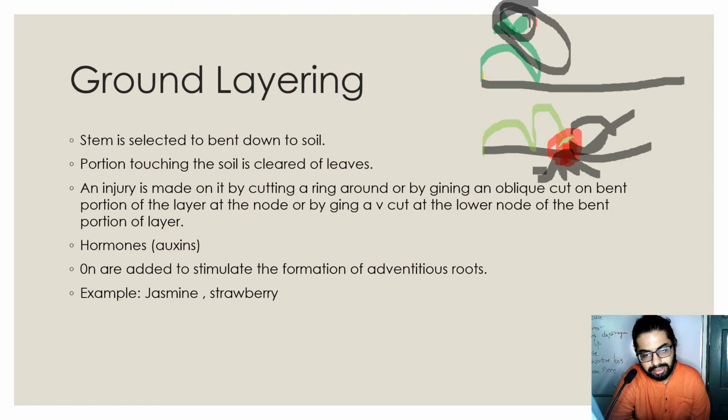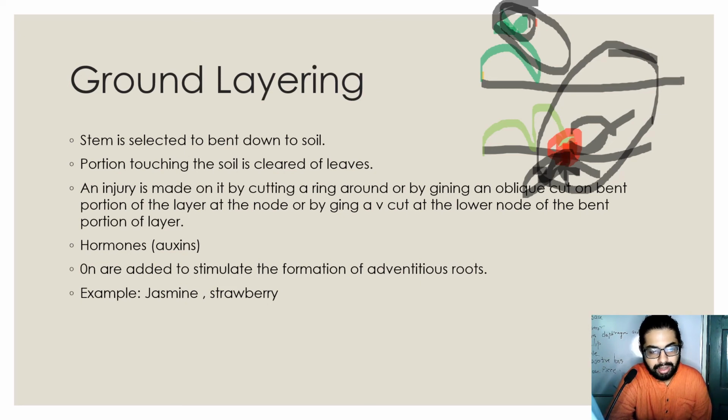So once this is bent and leaves are taken out and injury is made and hormones like auxins are added, after some days adventitious roots will form, and this again will form a new plant once it gets detached from the parental plant. This we have seen in jasmine and strawberry. This is very important. Ground layering.